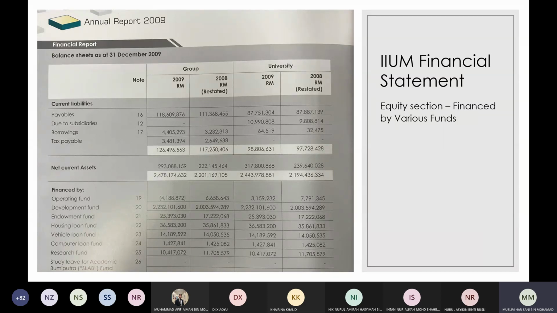The presentation here is at the consolidated level, so if you look at the current liabilities and assets, it is consolidated. By right, each fund must have its own separate financial statements to be accounted for. At least, if not financial statements, then for managerial use, and for the use of the trust committee, they should have that financial statement.